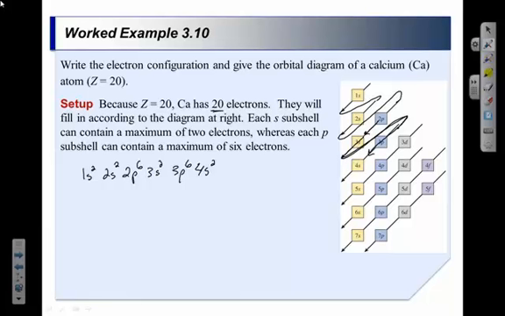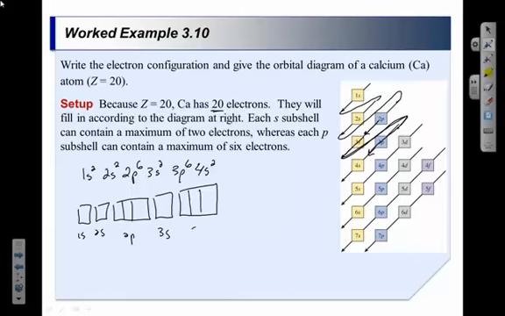So this element, calcium, is at the end of its block. So it is diamagnetic. It does have all its electrons paired up. So if we wanted to show that, we'd have the 1s, 2s, 2p, 3s, 3p, 4s. So it's really messy, I apologize.